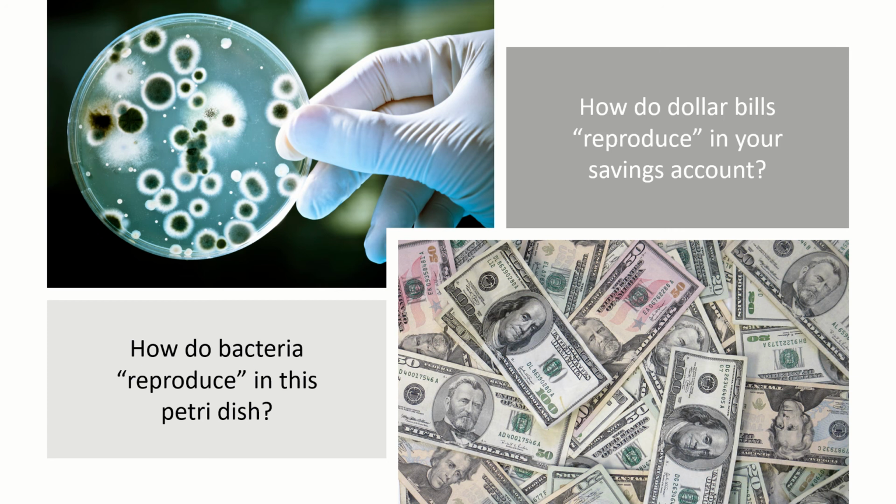If I know that bacteria reproduce, let's say they're clonal bacteria, they reproduce just by duplicating themselves. Then how do dollar bills reproduce? Well, they reproduce through their interest. Each dollar bill produces a little interest. It's like producing a tiny bacteria. And once you have enough tiny bacteria, they group together and make a whole new dollar.